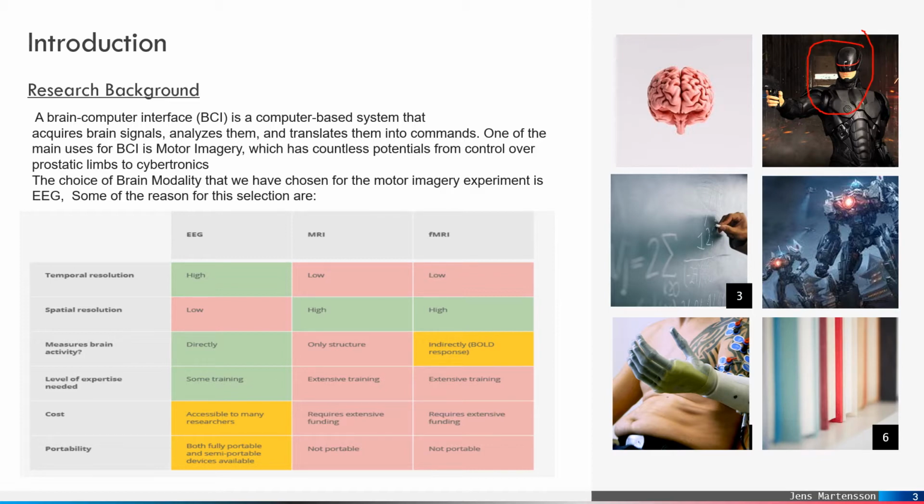The choice of brain modality that we have chosen for this motor imagery experiment is EEG. Why EEG? It's because of its high temporal resolution. That means it's able to detect changes in the brainwaves very quickly. It measures brainwaves directly as well. The level of expertise needed for it is fairly low compared to the others.